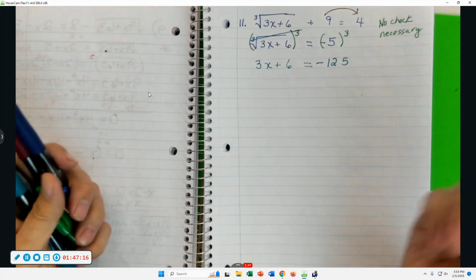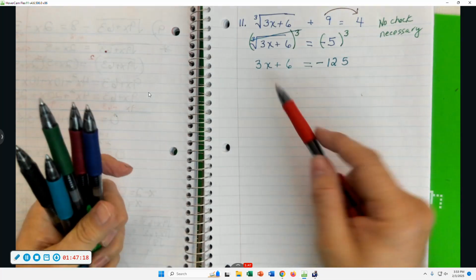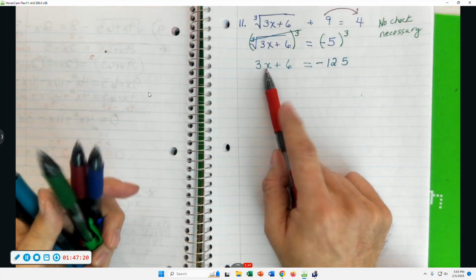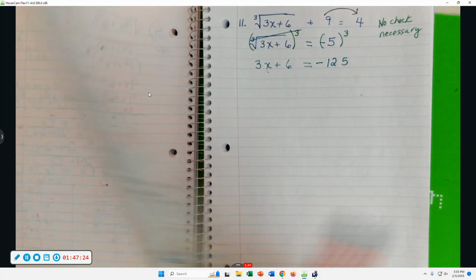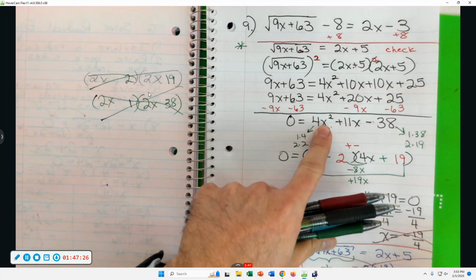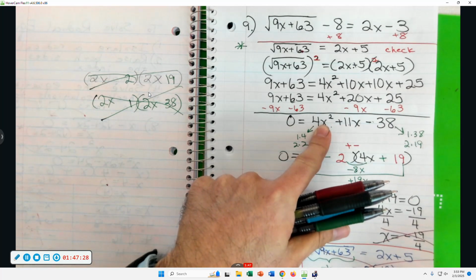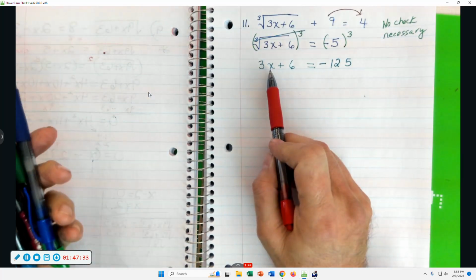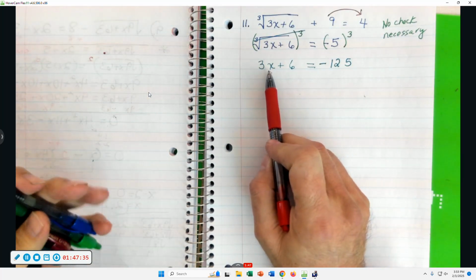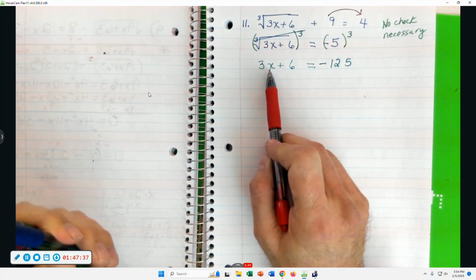How do I know it's not a quadratic equation? There's not an x squared. If there's an x squared in it, that's when you're going to have to factor or use the quadratic formula. But here, what type of equation is it? Starts with an L, linear.